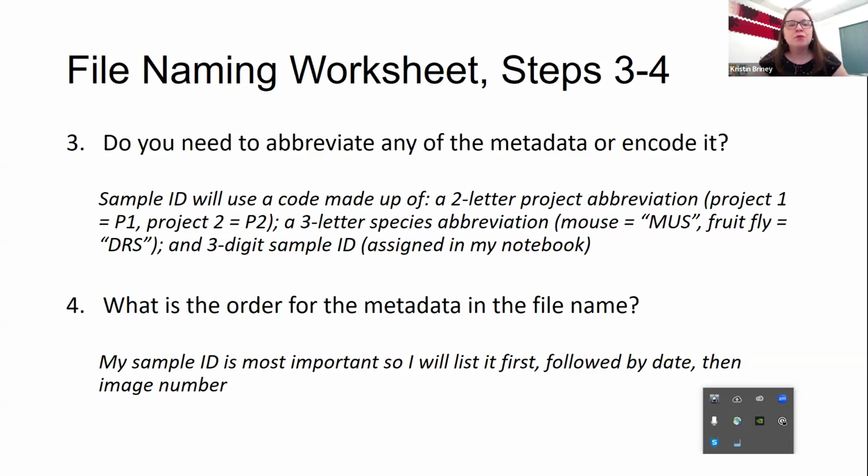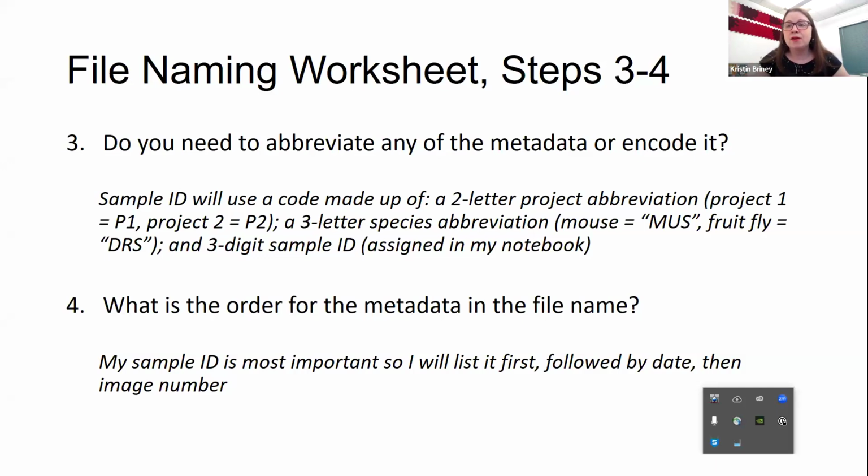So in my example, we're going to use a code for sample ID, and it's going to have 3 components: a 2-letter project abbreviation, P1, P2, for lack of creativity, a 3-letter species abbreviation, mouse is MUS, fruit fly is DRS, and a 3-digit sample ID, so it can have up to 999 samples.